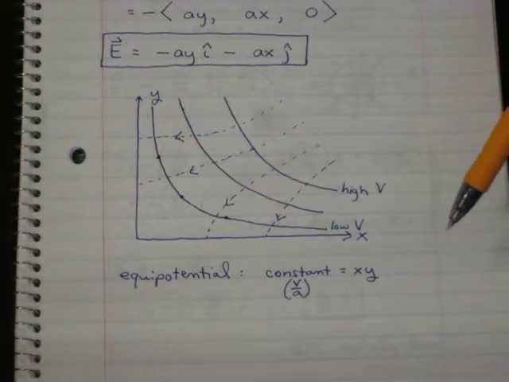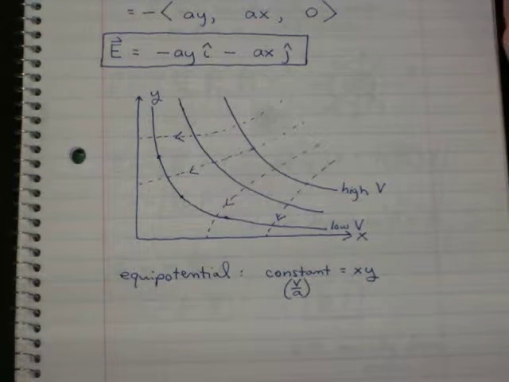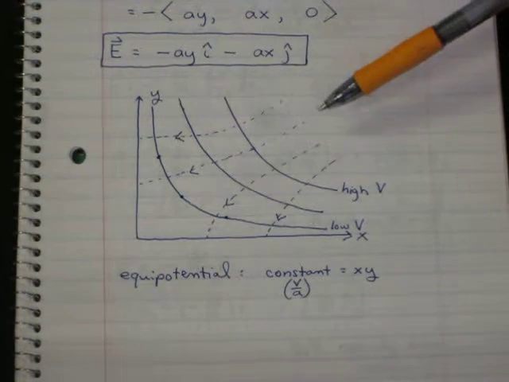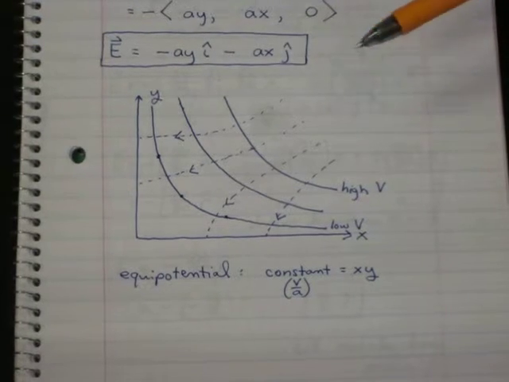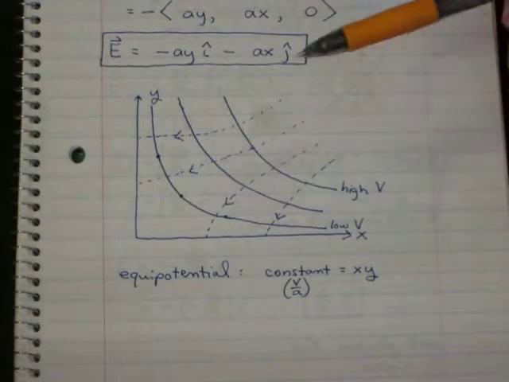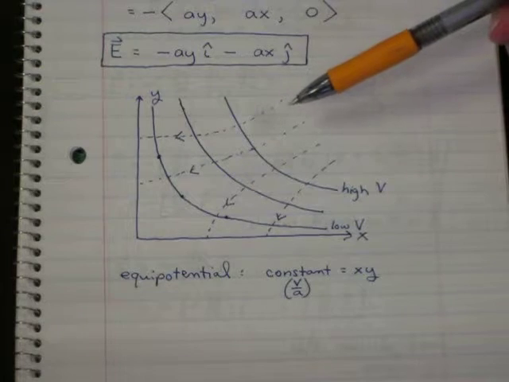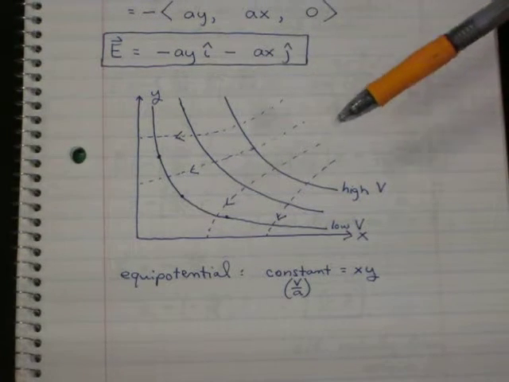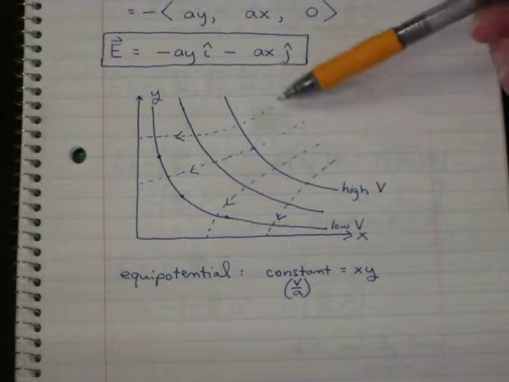The electric field is going to be pointing towards the negative I hat and negative J hat direction, so generally going in this direction. And remember, electric field is always going to be perpendicular to those equipotentials. And so these curves look like this.